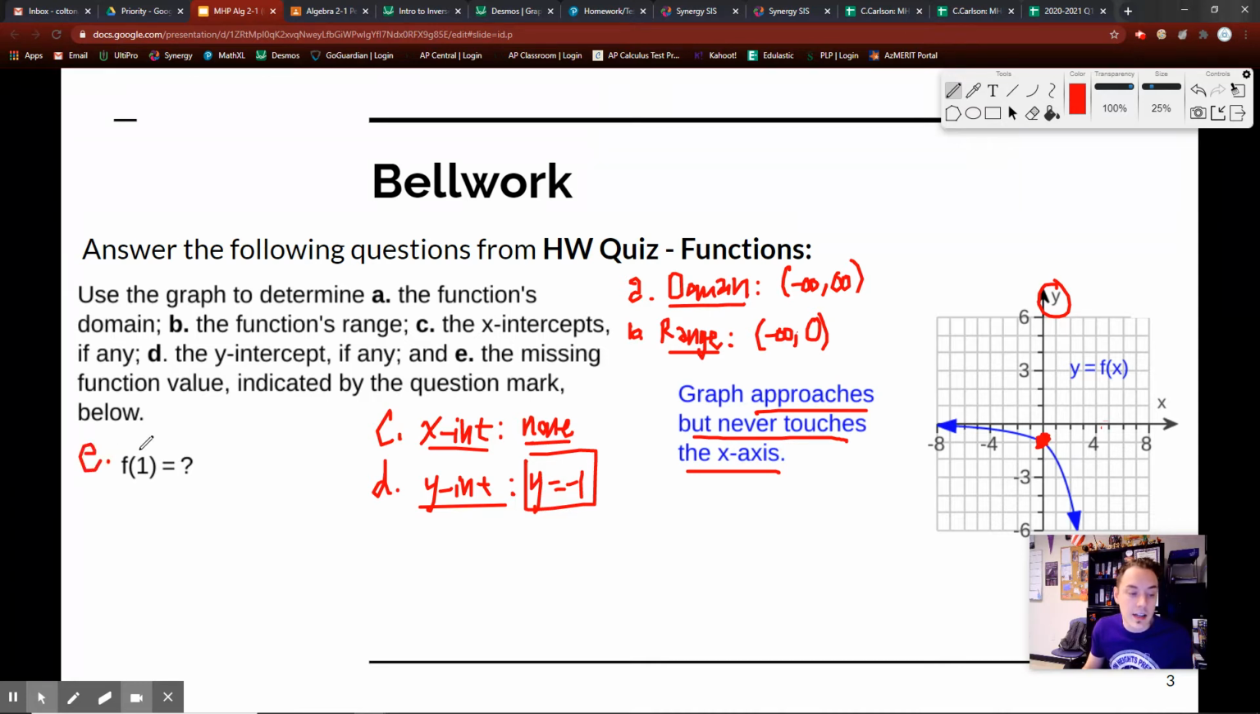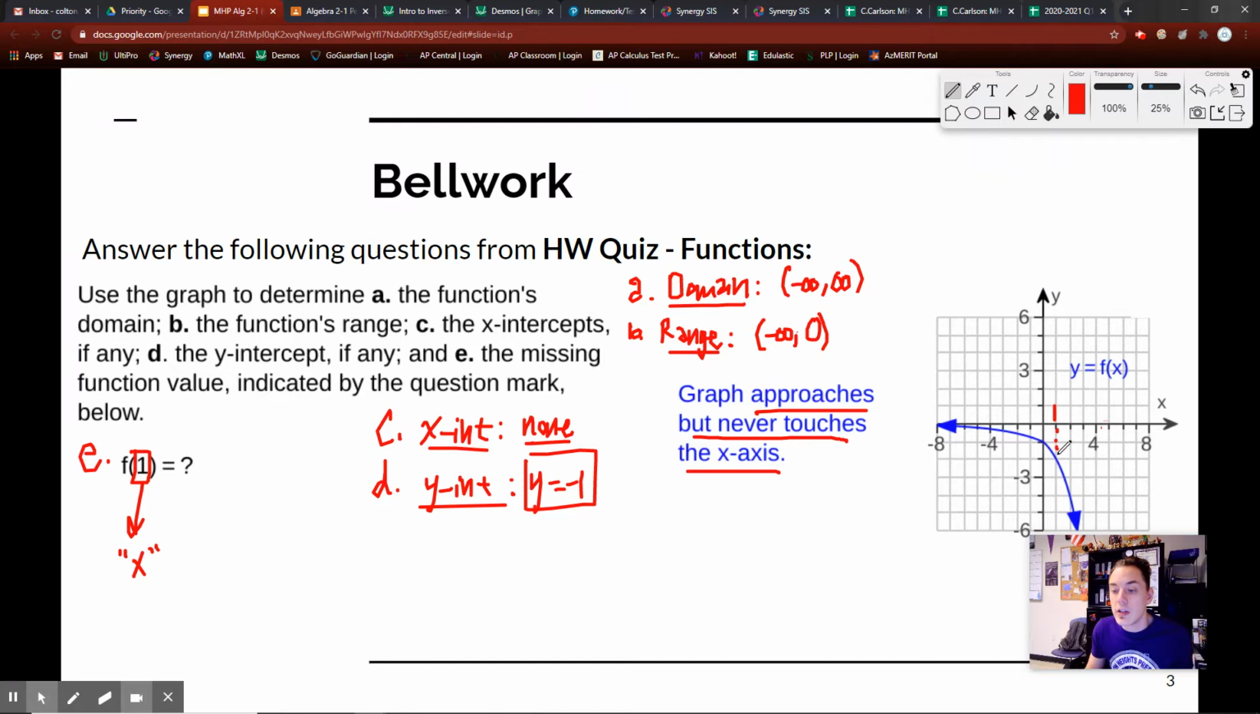Now E, find the missing value. This is part E. Now f of 1. Now we need to know that this 1 means x. So we're going to be at an x value. We need to look at my x value of 1. So x value of 1 is right here.